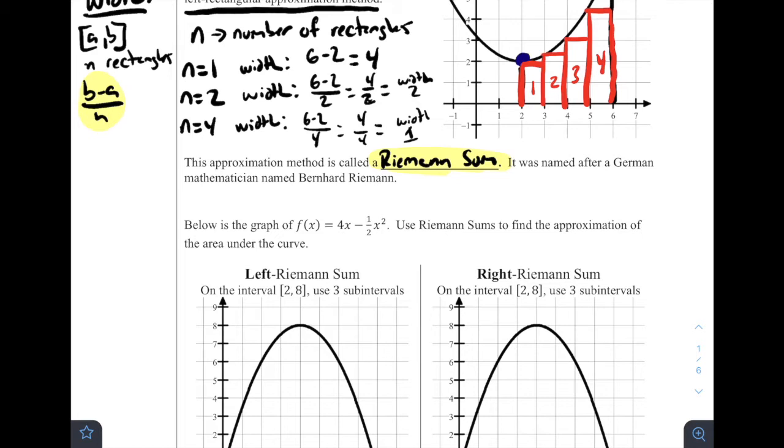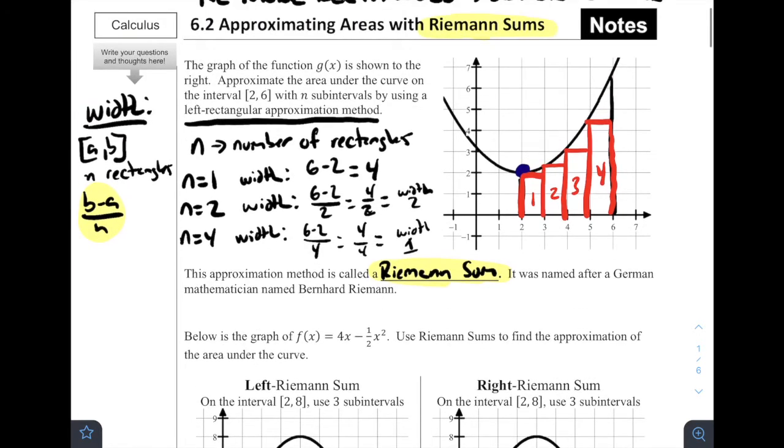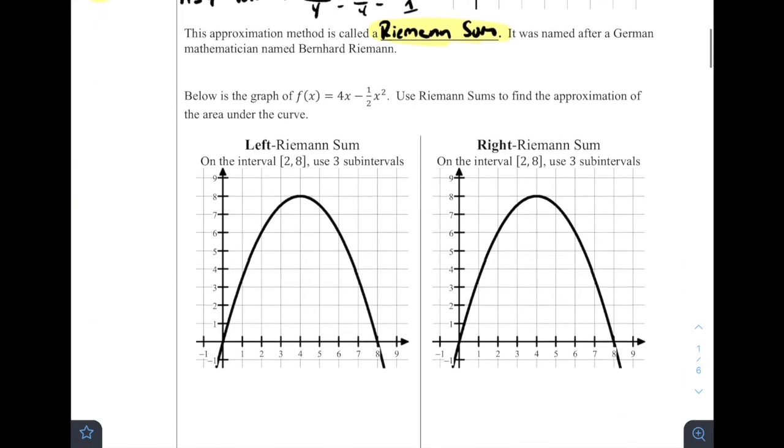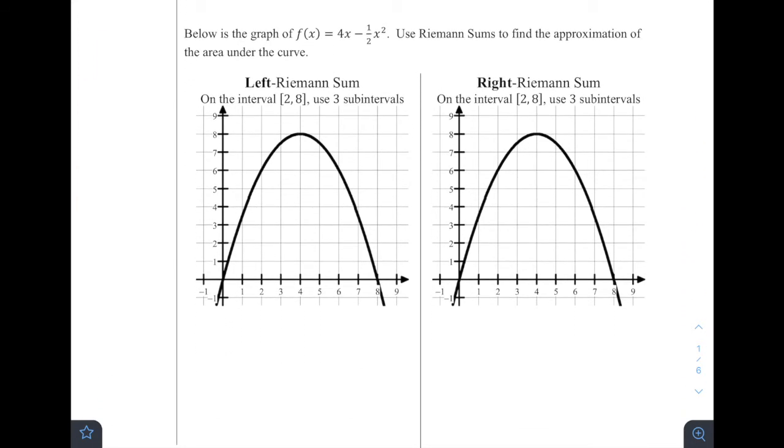The idea here, again, with this Riemann sum is that we're adding up a bunch of rectangles to approximate the area under a curve. And so that is really the big idea of this Riemann sum. Let's move on. So below is the graph of f of x is equal to 4x minus 1/2 x squared. Use Riemann sums to find the approximation of the area under the curve.